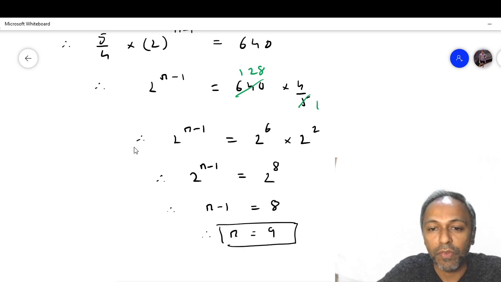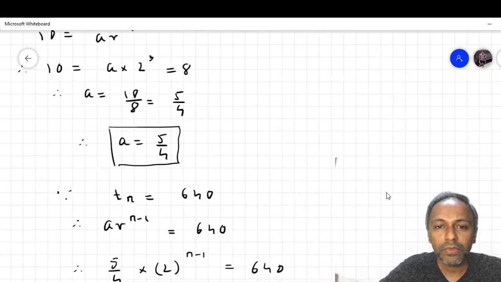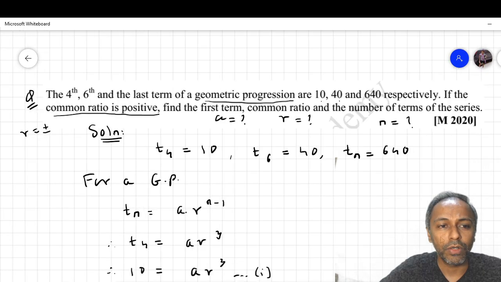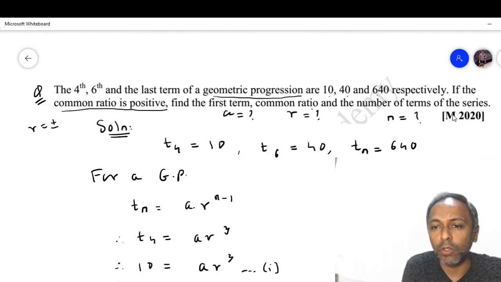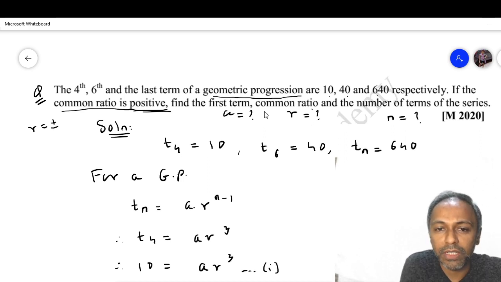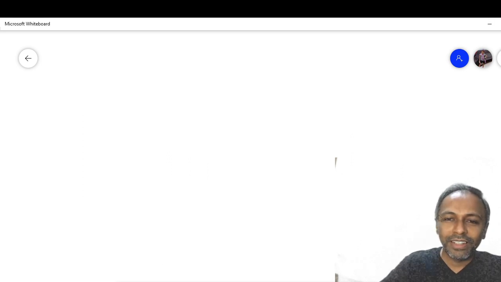So they have asked also find number of terms. We have got all the 3 answers. Let's see the question one more time and check whether we have fully solved it or not. They have asked us find the first term, common ratio and number of terms. R was to be taken positive, so that we already discussed. So A is 5 by 4, R is 2 and N we got as how much? 9, right? So these level of problems are seen in board exams. Let us continue.